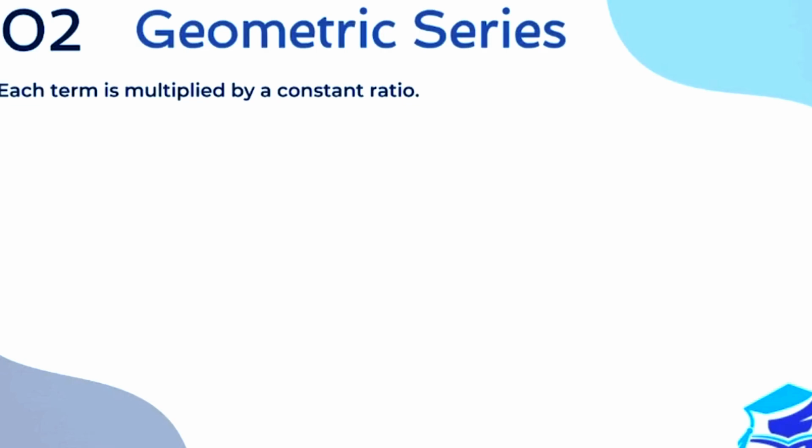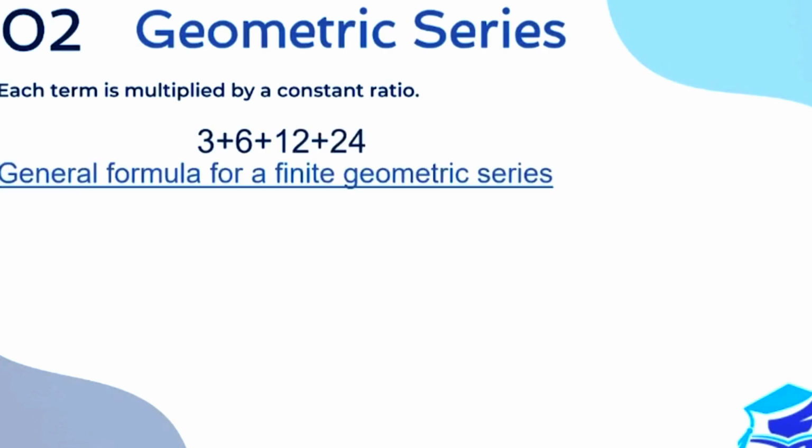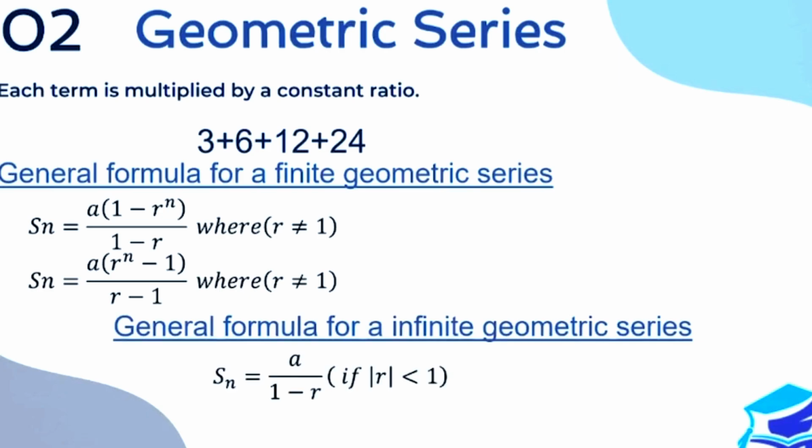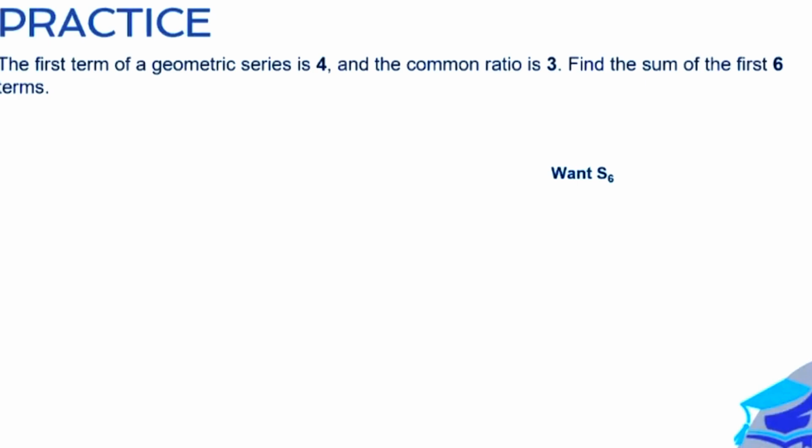Geometric series: each term is multiplied by a constant ratio. So 3 plus 6 plus 12 plus 24. The general formula for a finite geometric series is: the sum of the nth term is equal to a, open brackets, 1 minus r to the power of n, close brackets, over 1 minus r, where r cannot equal 1. Then the general formula for an infinite geometric series is: the sum is equal to a over 1 minus r.